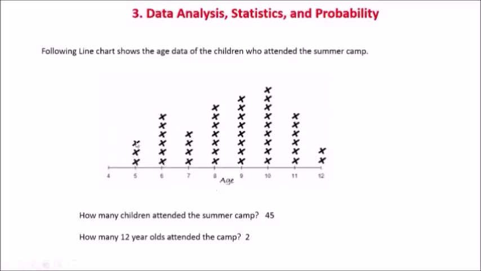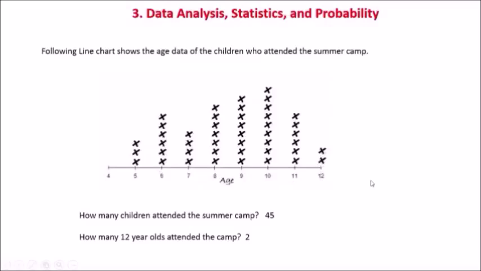So for example, by looking at here, you can see that there were 3 children at age 5 in the summer camp. And then you can see age 6: 1, 2, 3, 4, 5, 6. There are 6 children of age 6 in this camp. And then there were 4 children of age 7 in this camp, and so on, right? And then there were 2 children of age 12 in this camp, okay?